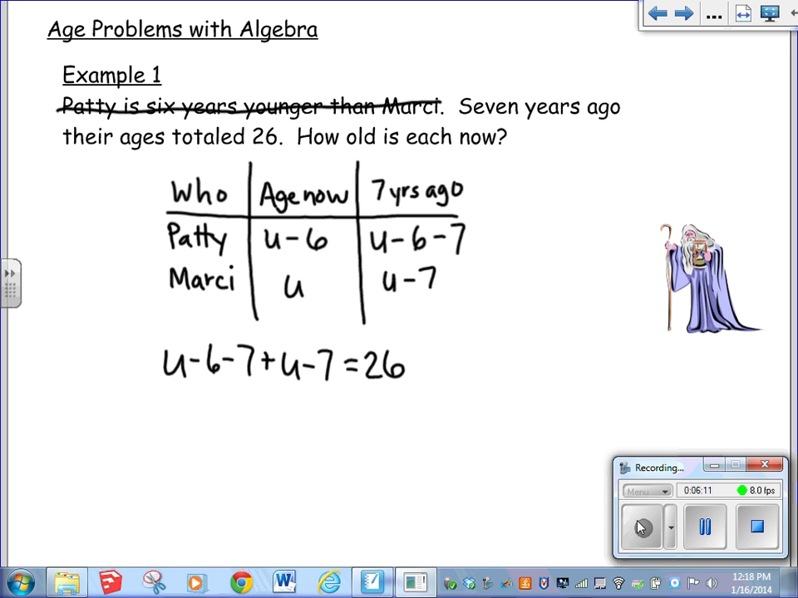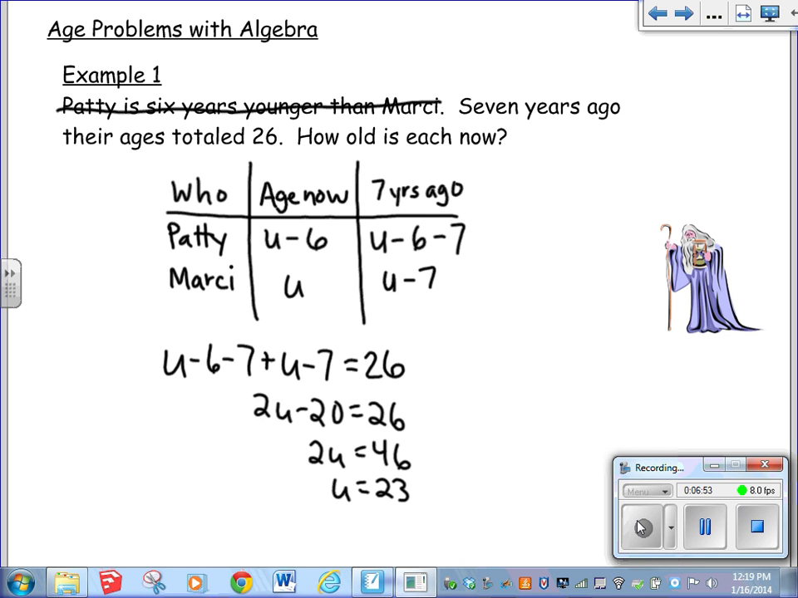Okay, when you combine like terms in this equation, you should have ended up with 2U minus 20 equals 26. 2U equals 46. U equals 23. Now kids can get confused here, but this is where the beauty of the chart comes in. What is U standing for? Go back to your chart. Here's U. What is U standing for? Michael? Whose age? Patty and Marcy.